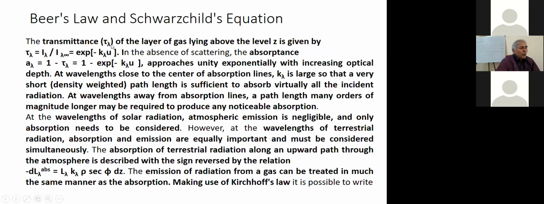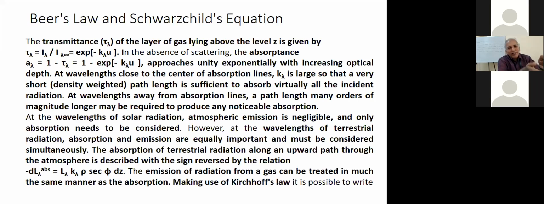The transmittance tau lambda of a layer of gas lying above a level Z is given by what is transmitted radiation divided by the incident radiation, and the transmittance is given by exponential of minus the optical depth, K lambda into U. Here we are not considering any scattering; we are just assuming only the depletion of the radiant energy due to absorption. So you have the incident and a certain amount that is transmitted. There is no scattering, there is no reflection.